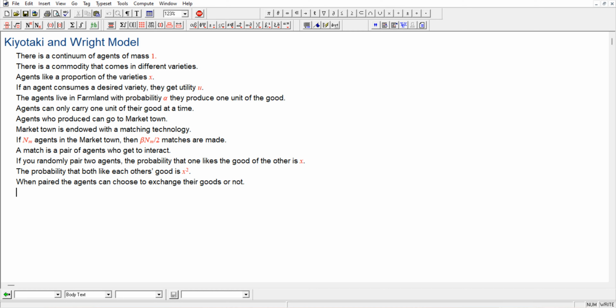So now we want to define an equilibrium, but I guess the equilibrium in this environment is going to be straightforward. An equilibrium is just going to be a situation in which agents are optimizing given what everyone else is doing, and that the population, in addition, in market town and in farmland will be constant over time. So let v sub 0 be the value of being in farmland, and v sub 1 the value of being in the market town. 0 indicates if you're in farmland, then you don't have any goods. 1 means that you produced a good and you're carrying it and you're looking to find a trading partner.